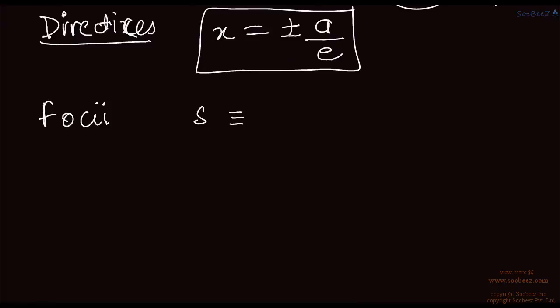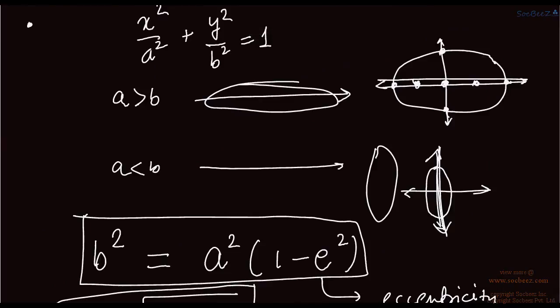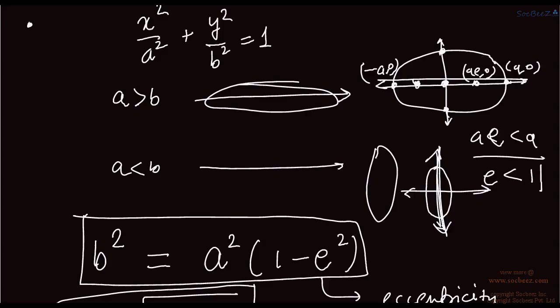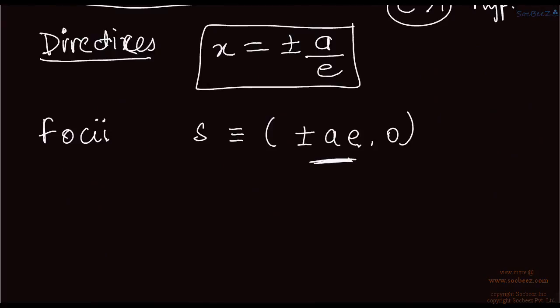Then focus, or you can say foci. Foci will be plus minus ae comma 0. That will be less than a. Fine. So you can easily see that because e is between 0 and 1, so ae will be less than a. So if this is minus a comma 0 and this is a comma 0, then ae comma 0 will lie inside because ae is less than a. Why? Because e is less than 1. Focus will lie inside the ellipse, not outside the ellipse, just like the hyperbola. We don't have this case here. So now foci is this.